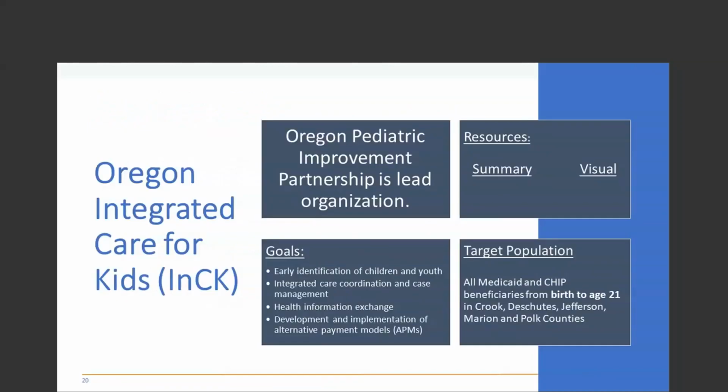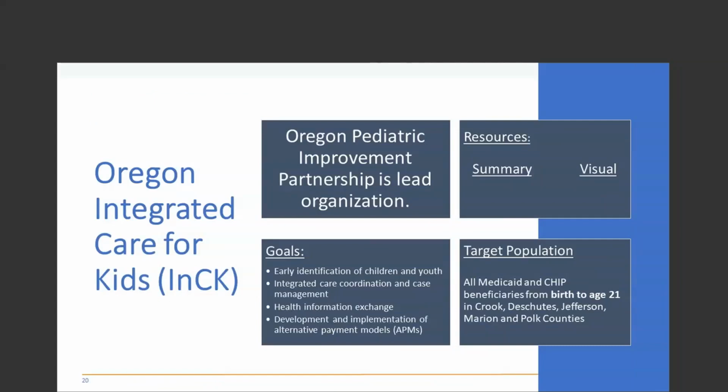One of those partnerships that I mentioned earlier, again, is OPIP. OPIP is the leading organization for the INC grant. We estimate that the target population for the INC grant is 88,235 across the 5 counties. So again, from birth to age 21.